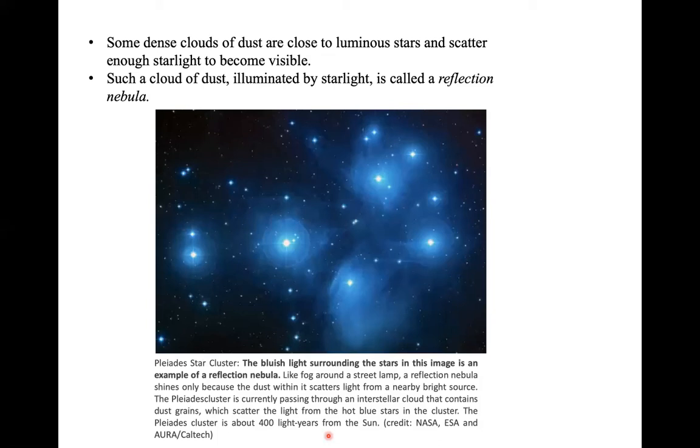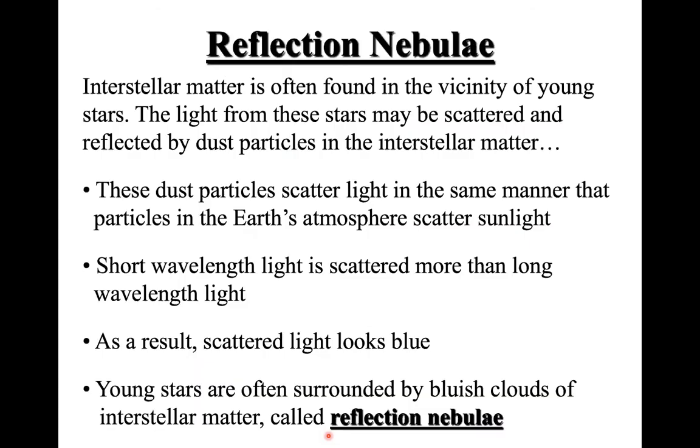We used to name this cluster Seven Sisters, but that does not mean that there are only seven stars. There are seven bright stars that you can see with your naked eye, but there are a number of other stars inside the cluster, right? What you see here is that the Pleiades cluster is currently passing through an interstellar cloud, which contains a lot of dust grains. So the light from the star hits these dust grains and then they scatter it, right? That is what you see in this image.